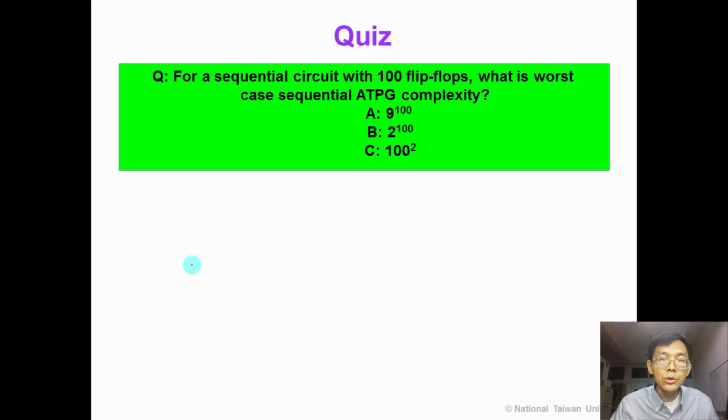Now we have a short quiz for you. For a very small sequential circuit with 100 flip-flops, what is the worst case ATPG complexity? A. 9 to the power of 100. B. 2 to the power of 100. C. 100 squared. So what's your answer?